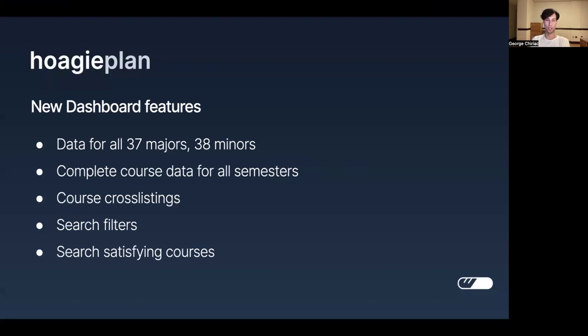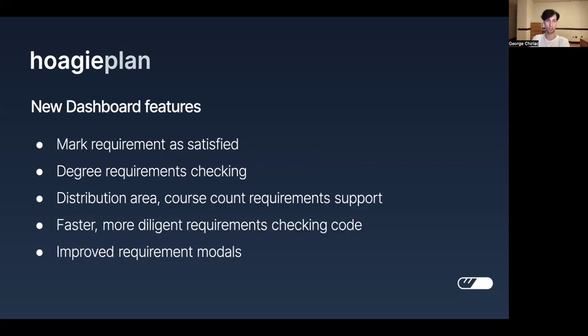So the new features for the dashboard, on top of the COS393 features, is the data for all majors and minors, the data for all the courses, cross listings for the courses, search filters, the button to search satisfying courses for requirement, the option to mark a requirement as satisfied, degree requirements checking, requirements for distribution areas and course counts, faster and more complex requirements checking code, and improved requirement models. So they're cleaner, and I also added HTML formatting for them.